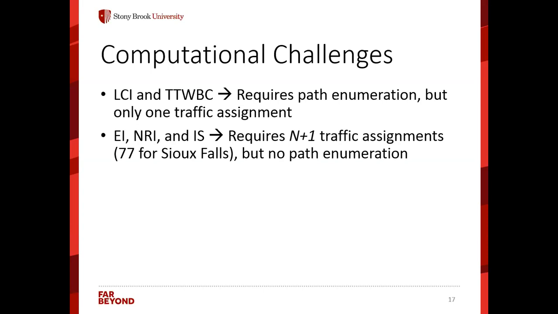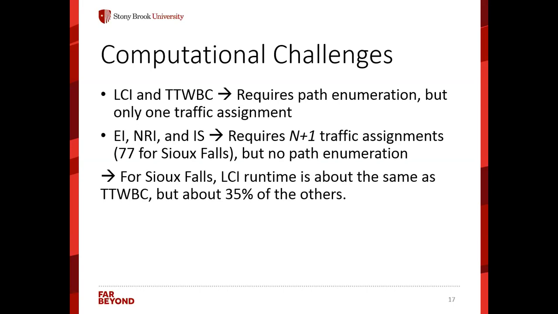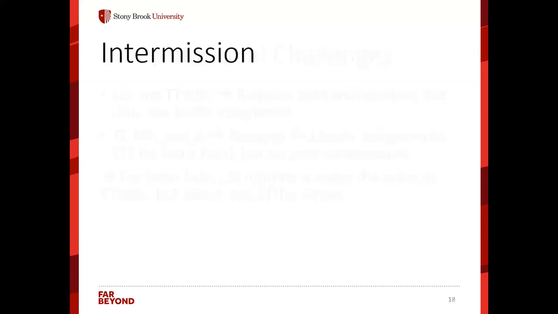So it was 77 for Sioux-Falls. The runtime results were for Sioux-Falls. LCI runtime was about the same as TTWBC, but about 35% of the others. So almost 1/3 less time for the Sioux-Falls network.